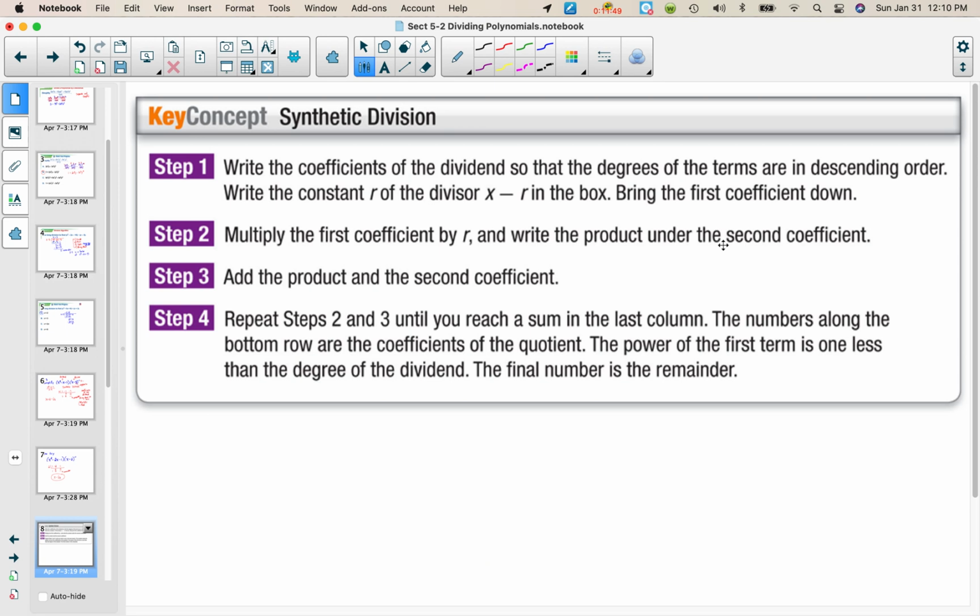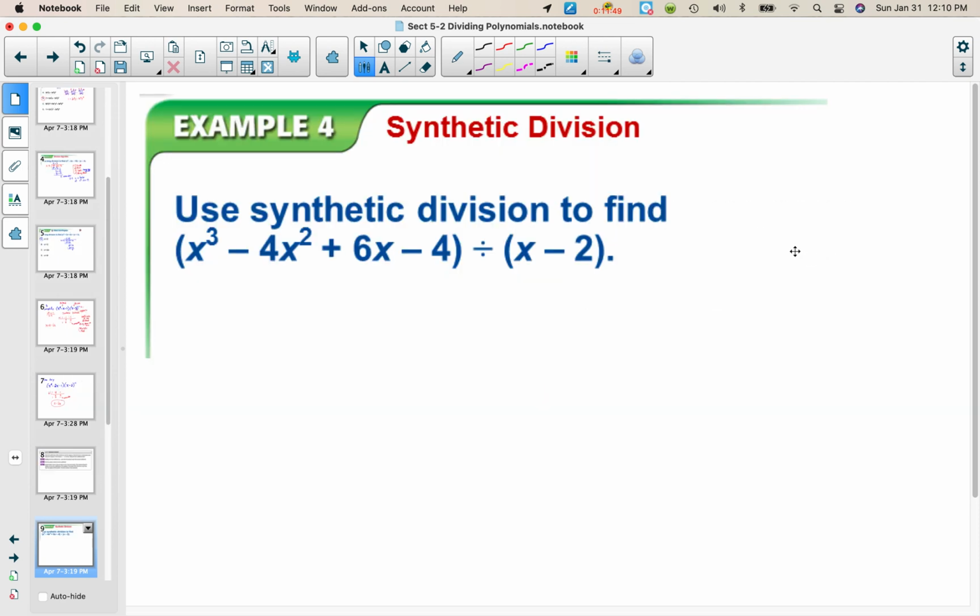So here are the steps, and I know that you don't have this. You can pause it if you want to read over this. These are the steps to synthetic division that I've already talked with you about. This is cut and paste from your textbook, so you could always look this up in your textbook as well. So here, let's try this problem.